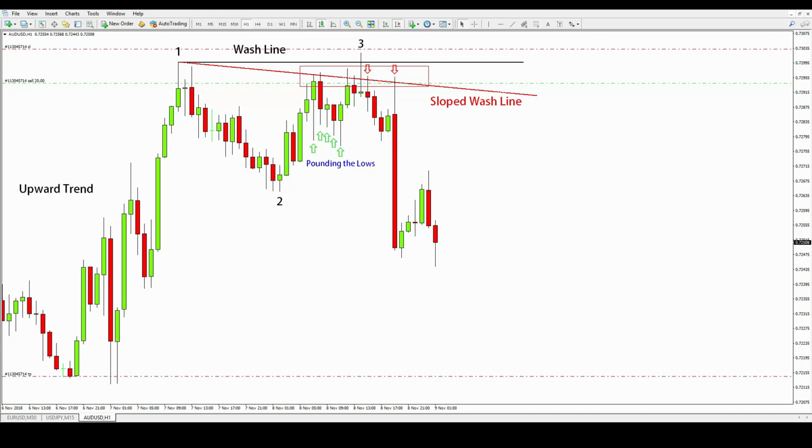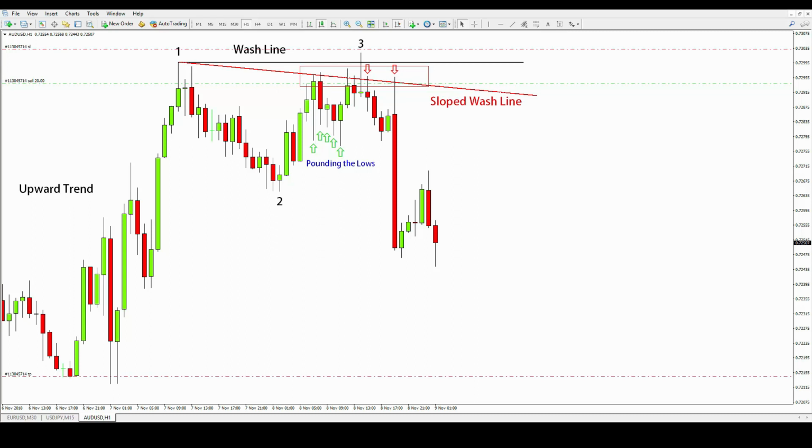After candle 3 is closed, we already have the correct context for a trade based on our analysis. Observe that I drew a black horizontal wash line and a red sloped wash line. Notice how many times price tests the sloped wash line inside the red rectangle I drew. That's a very strong indication that this is the line we should be looking at.